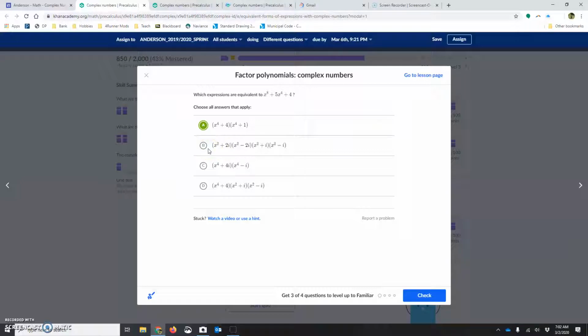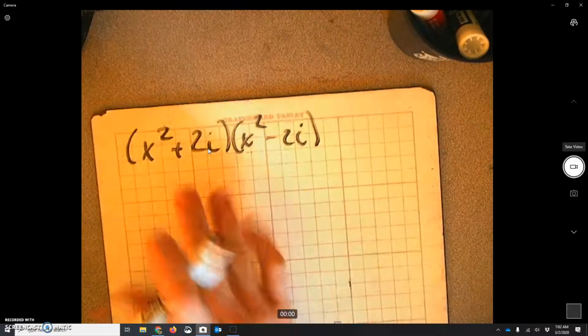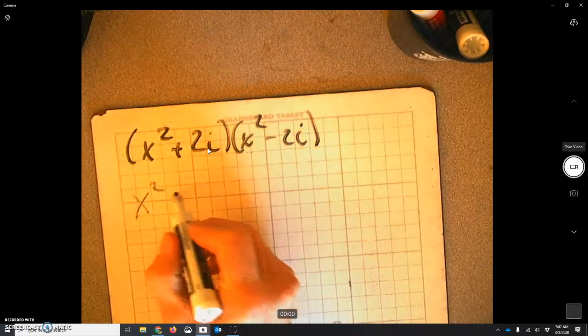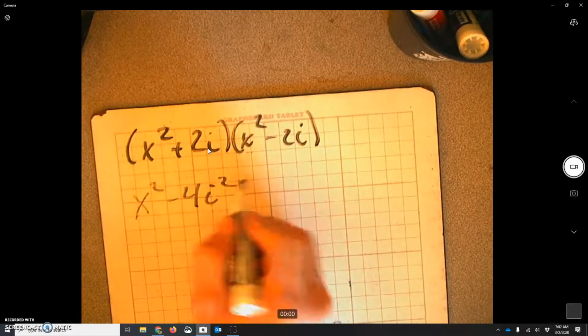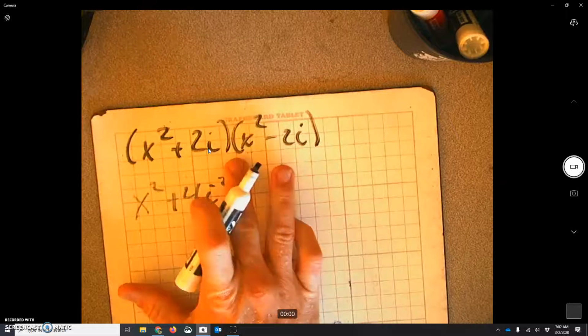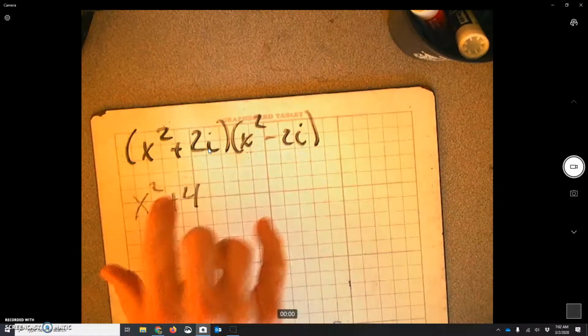x squared plus 2i, x squared minus 2i. Okay, I'm going to do the first part, and we'll come back. This is the difference of two squares. So we're going to get x squared minus 4i squared. Remember that i squared will turn into a negative 1, which means it's positive 4, and that'll just go away. So it's x squared plus 4, and then the insides cancel out.